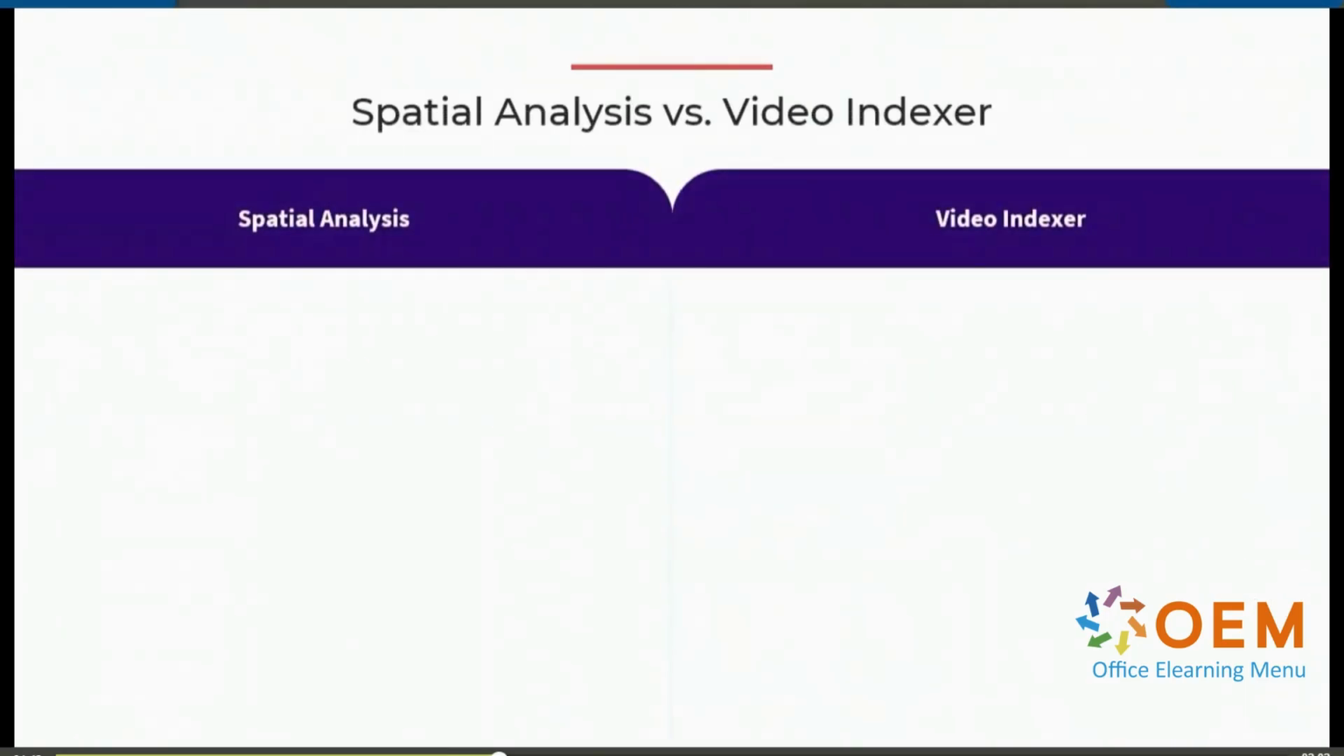Now, of course, this has been subsumed by the video indexer, that's the recommended successor. Let's contrast these two. Spatial analysis was somewhat limited to detecting people and vehicles. Video indexer has much broader capabilities for object detection. It can identify over 1,000 different types of objects.